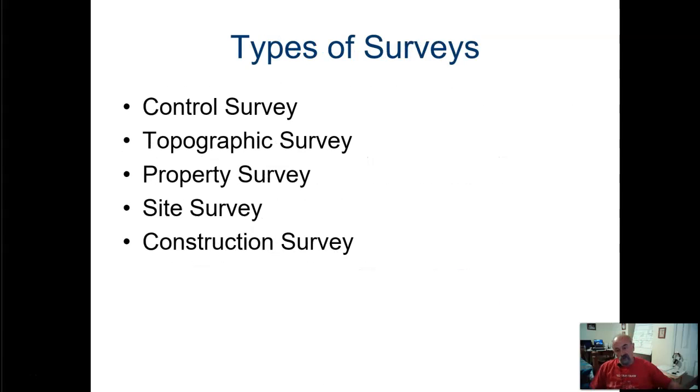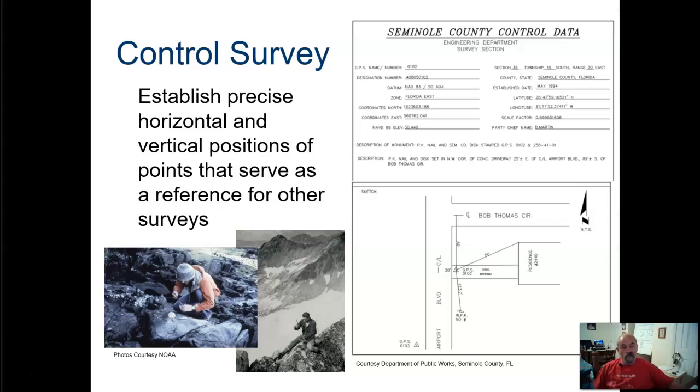Different types of surveys: control survey, topographic survey, property survey, site survey, and construction survey. Control surveys are used to establish the latitude, longitude, or elevation of reference points that can be used for other types of surveys. The image here is published in the Seminole County Geodetic Control Points document of 2006, which provides a description of the location of each control point in addition to the latitude, longitude, or the elevation. These control points can then be used as a basis for topographic, construction, and other surveys.